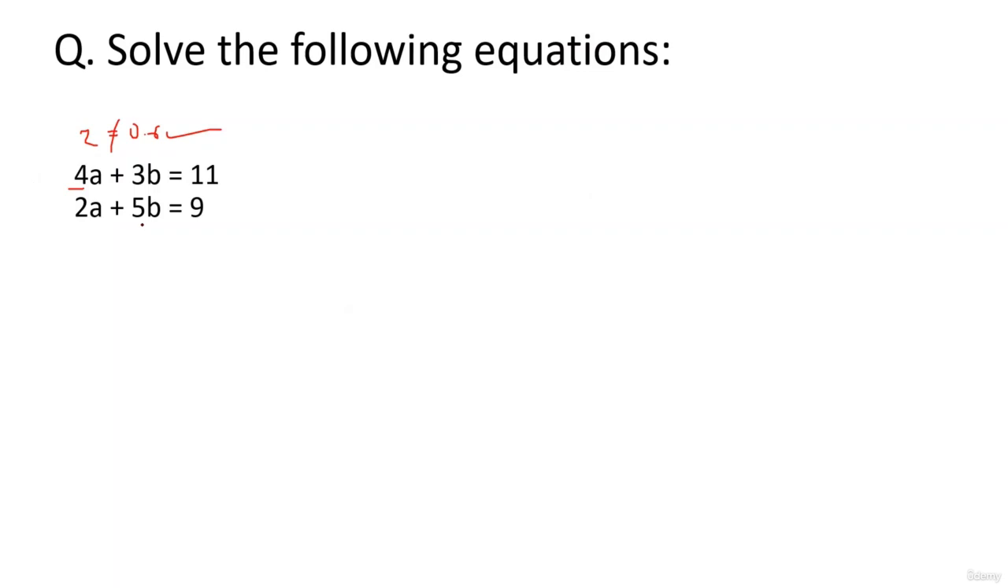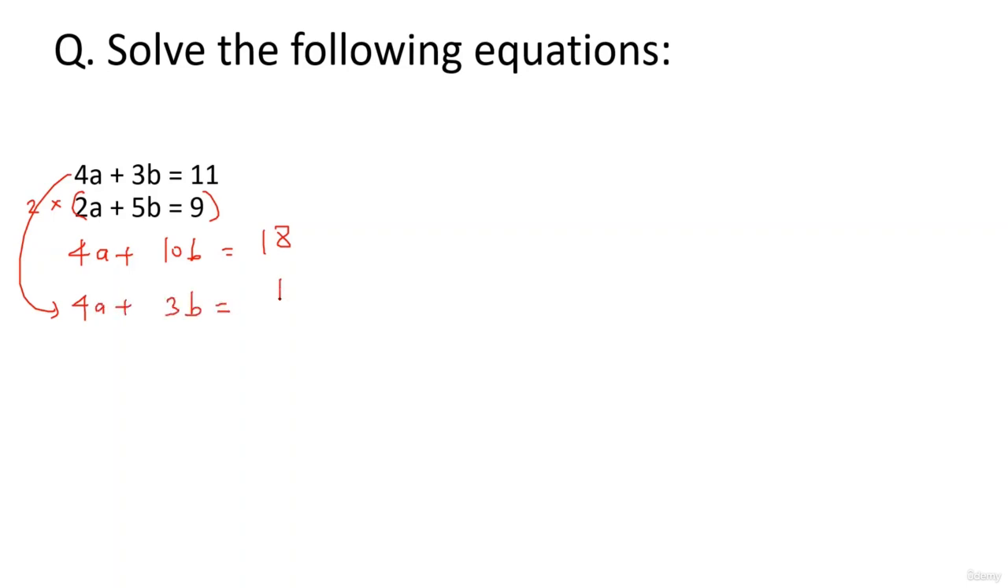Now to solve them, we solve them simultaneously. Here we have 4 and 3, and 3 into 5 would become 15. You can observe that 2 is a factor of 4, right? So you multiply the second equation with 2, you will have 4a plus 10b equals 18, right? And this will be 4a plus 3b equals 11.